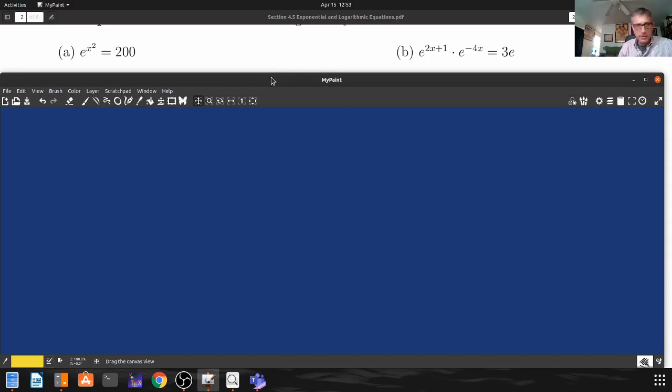So here the choice of log is pretty set. We're asked to solve e raised to the power of x squared is equal to 200. That e is Euler's e. So that tells me I really would be doing myself a disservice if I did anything other than take the natural log of both sides.